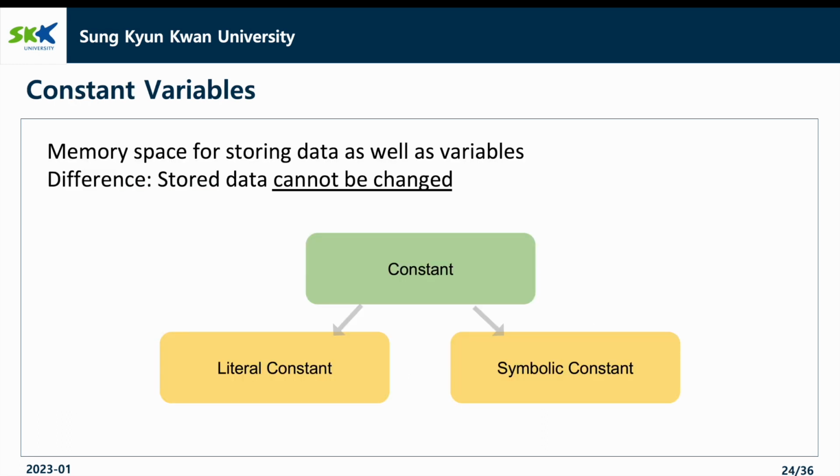A constant, like a variable, is a memory space that can store data. However, the difference between a constant and a variable is that you cannot change the data stored in the constant while the program is running. These constants can be divided into literal constants and symbolic constants depending on how they are represented.